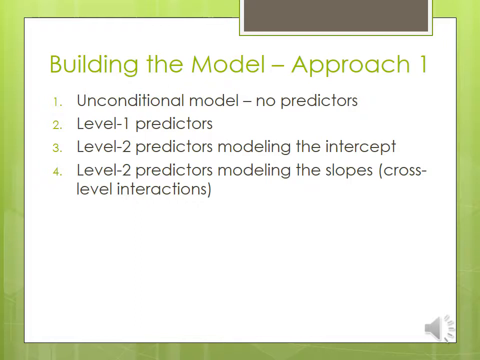Those are direct effects of level two predictors. And then you would add level two predictors modeling your slopes, and those are cross-level interactions. So this is exactly what we've been doing in our most recent class session and what you've been exposed to there. So the cross-level interactions come last, but the sequencing is unconditional model, level one predictors, level two predictors, and then cross-level interactions.